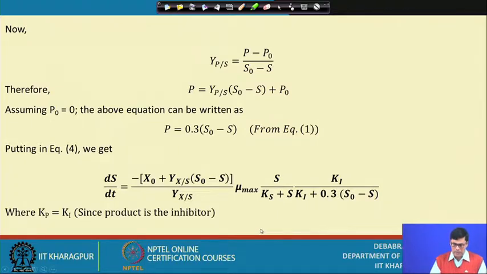So, this equation we can write in this form. Then we can put this value in this equation. Finally, we will come across this kind of equation. I hope this is how we can solve this problem.